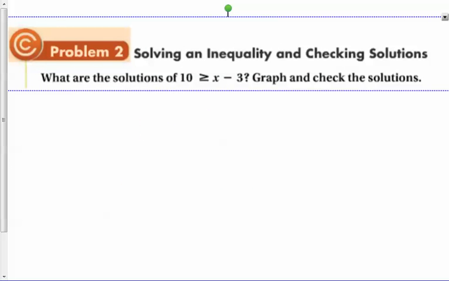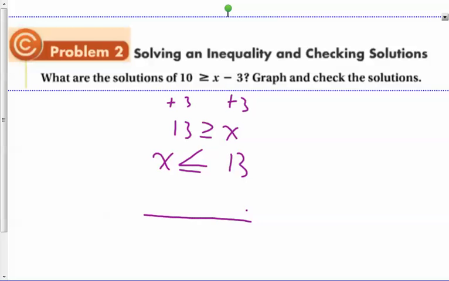All right, this one right here, same thing. I'm going to add 3 to both sides. Now I got 13 is greater than or equal to x. Now I'm going to put x here, and I'm going to put 13 here, and the arrow is pointing at the little guy, the x. Now for the graph, I put a tick at 13, solid dot at 13, and I move the arrow to the right.